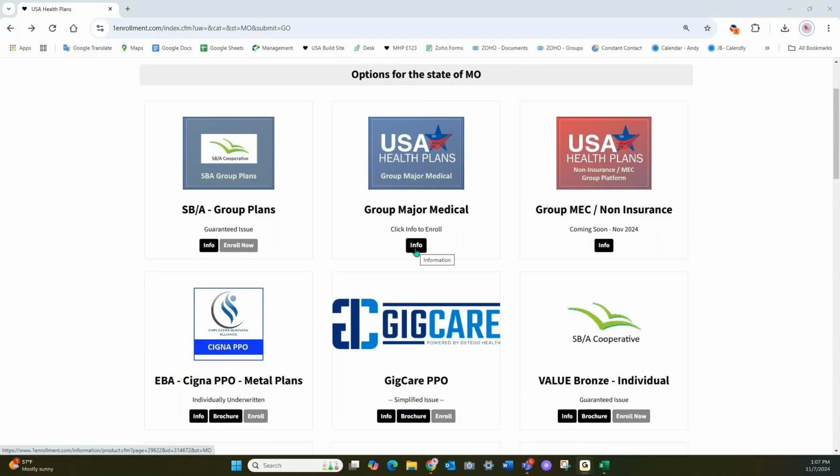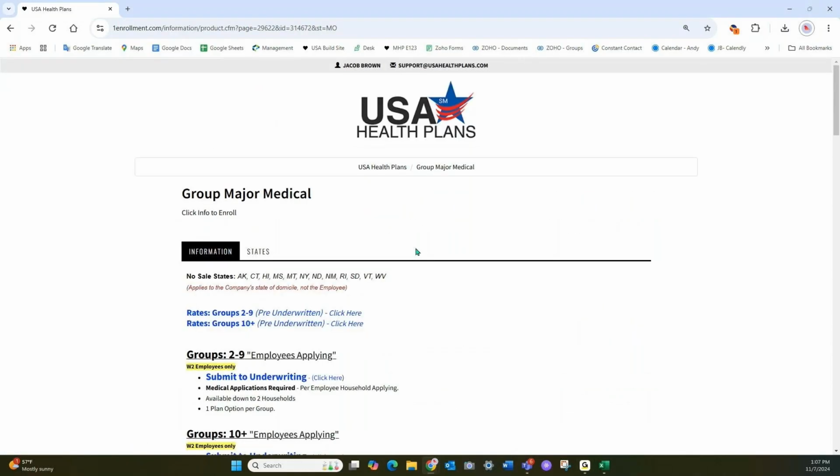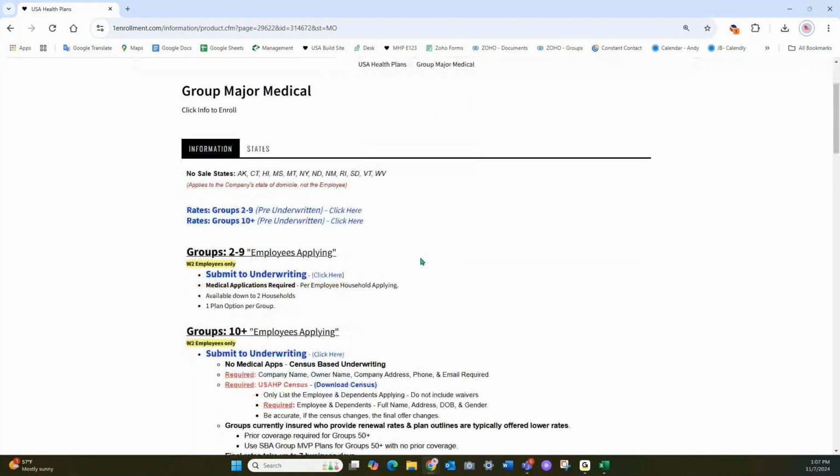So even though this says info, this is really enrollment ready. Just because the point of sale, the actual enrollment, is not occurring right there, because we have to set up the group first before we can enroll. But all the items you need to quote and enroll are right here.